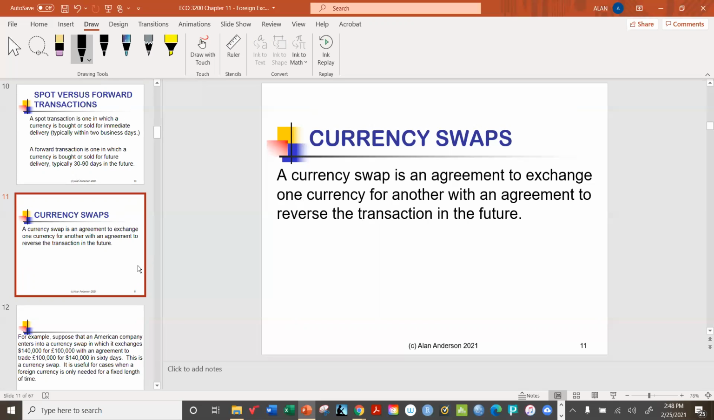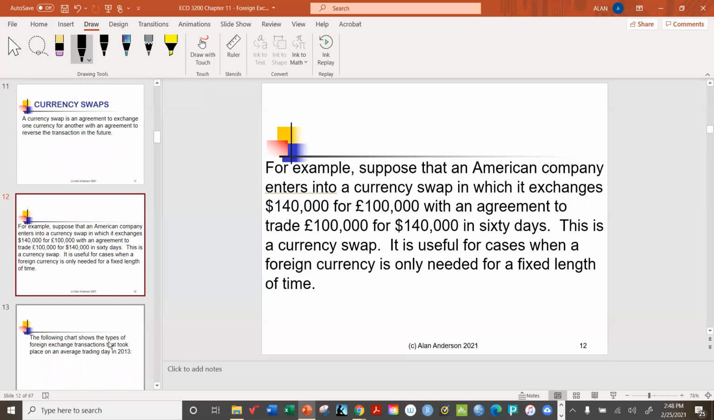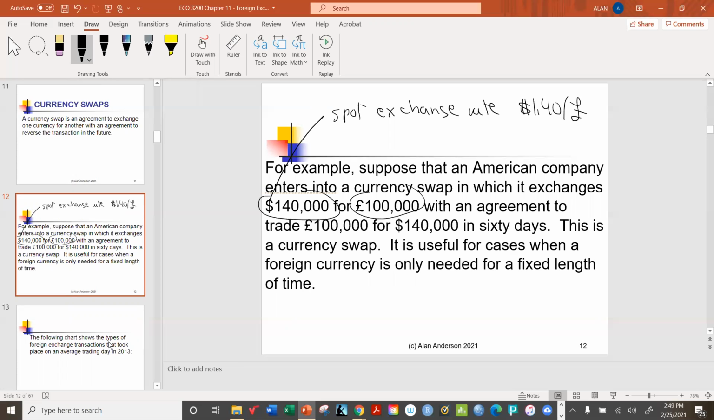So this is a very commonly used transaction, as we'll see in a few minutes. Here's another example for you. An American company enters into a currency swap in which it agrees to exchange $140,000 for 100,000 British pounds today. So that implies that the spot exchange rate is $1.40 per pound, because that's the ratio of $140,000 to 100,000 pounds.